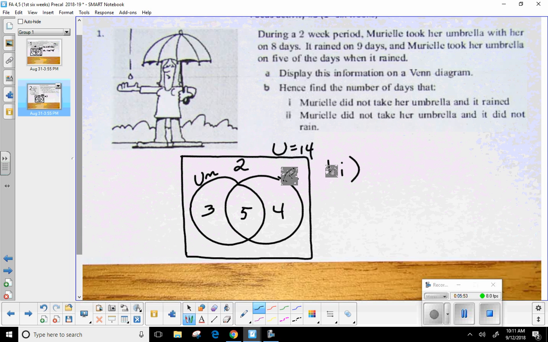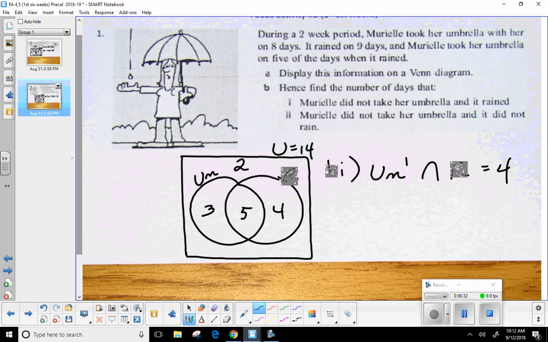So because one set represents our umbrella, I'm going to say she did not take her umbrella, and what's that? Union or intersection? That's the intersection, okay. So the number of days that she did not take her umbrella and the intersection of it raining. What was the key word for a union? Or. There we go. Looking at my Venn diagram, how many days did she not take her umbrella and it rained? 4, yeah.